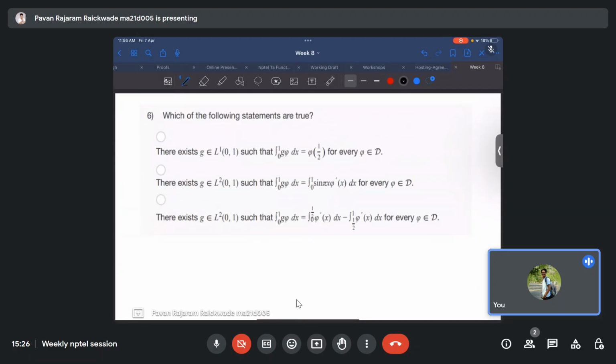There exists g in L1(0,1). Which of the following statements are true? We have to check basically. It's saying there exists g in L1 such that the integral from 0 to 1 of g phi dx equals phi of half for every phi belonging to D. That's a big statement.